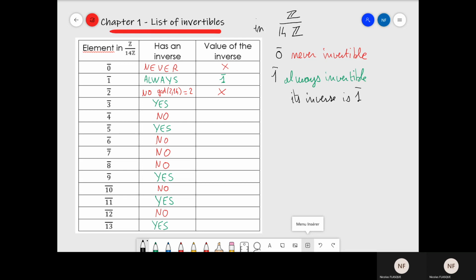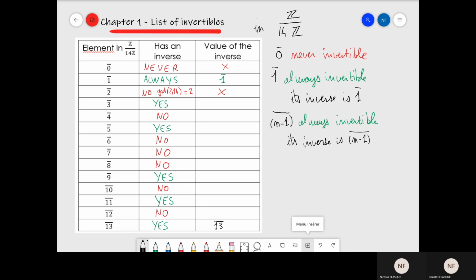And the third thing to know, n minus 1 bar in Z over nZ is always invertible. This is the example here, as n is equal to 14, 13 bar is invertible. And furthermore, its inverse is also itself, n minus 1 bar. So here the inverse of 13 bar is 13 bar.